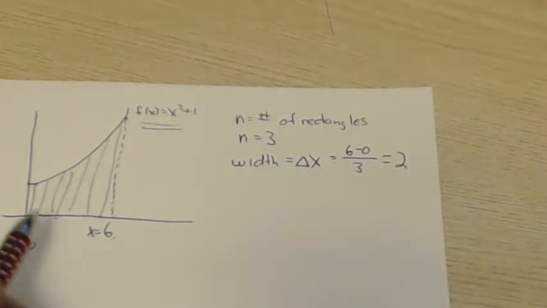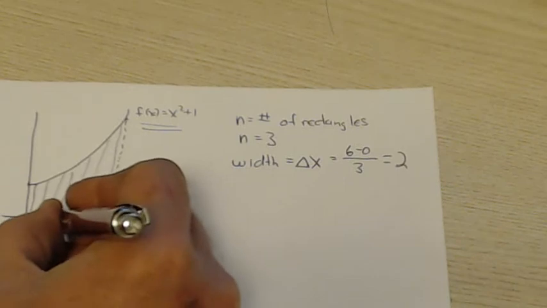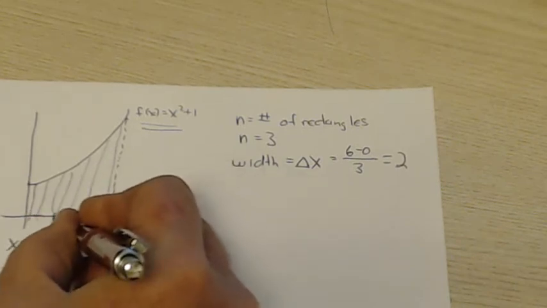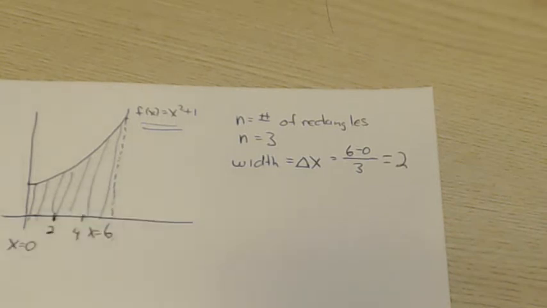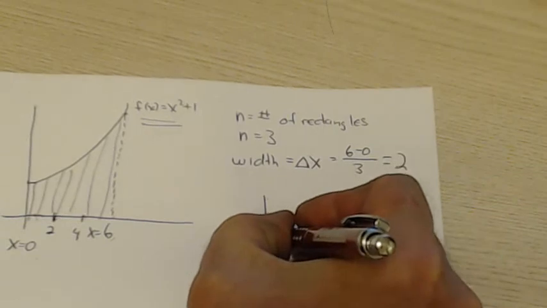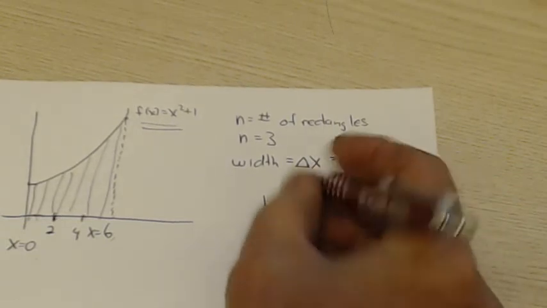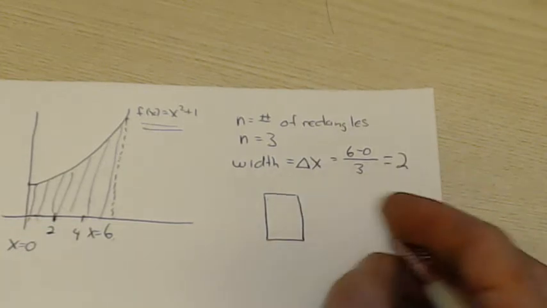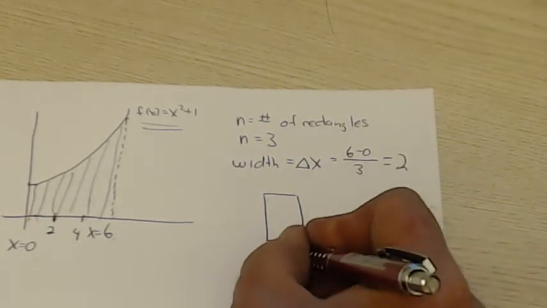Okay, so our first rectangle is going to stretch from x equals 0 over here to x equals 2. Our next one will go from 2 to 4. And our last rectangle will go from 4 to 6. So what we're saying is that each of our rectangles, and we don't see any rectangles in this big picture yet, will have a width of 2.